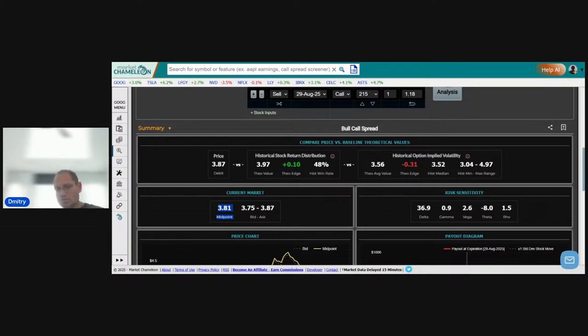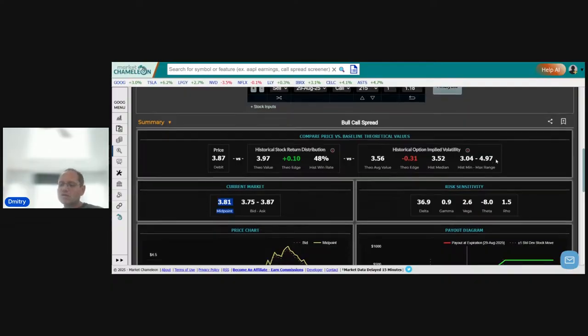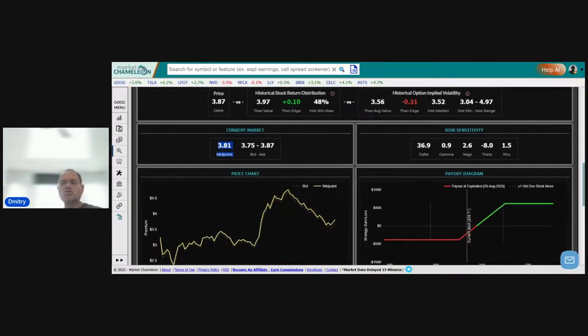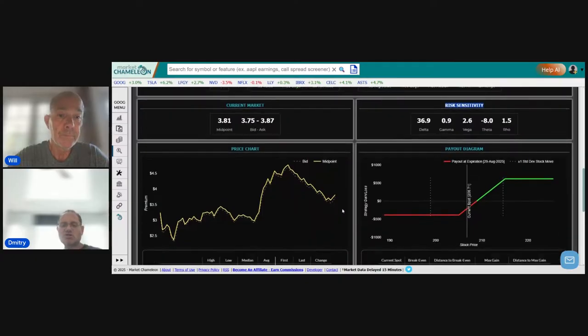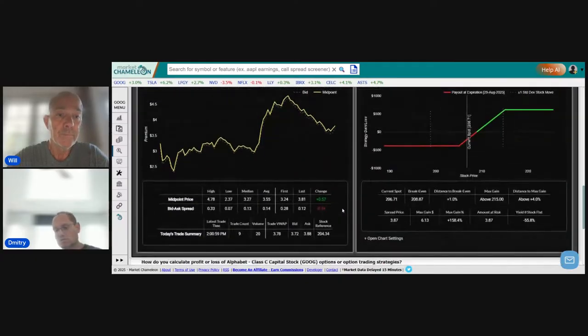especially when you have wide spreads, is the liquidity of that spread, in case you need to exit it. I'm going to stop there, Will, because this goes into risk sensitivity and price charts. Maybe we'll continue on it tomorrow, but I'm going to throw it back to you at this point.